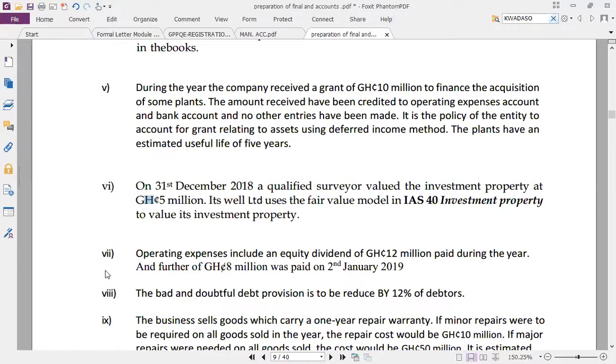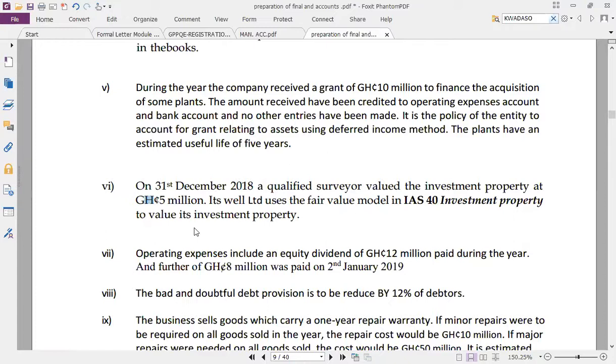Operating expenses include an equity dividend of 12 million paid during the year, and a further 8 million was declared and paid on 2nd January 2019. So how do you treat this? These are two sections. So let's clear the first section.